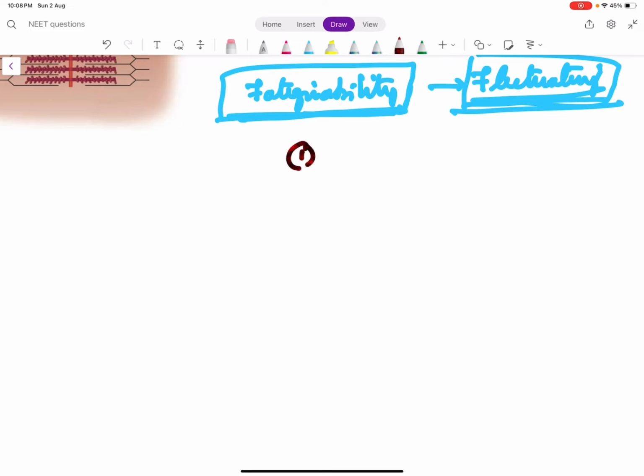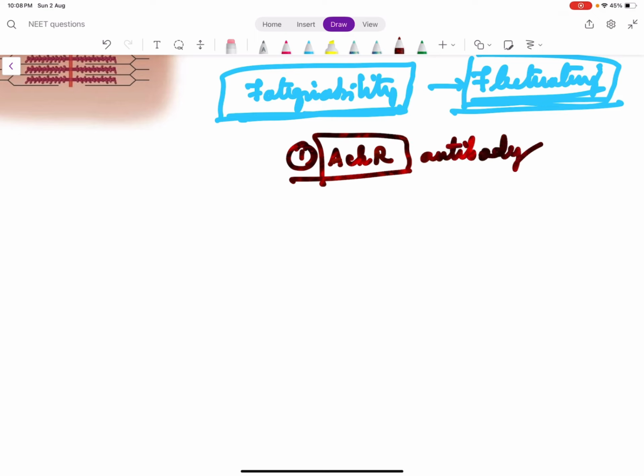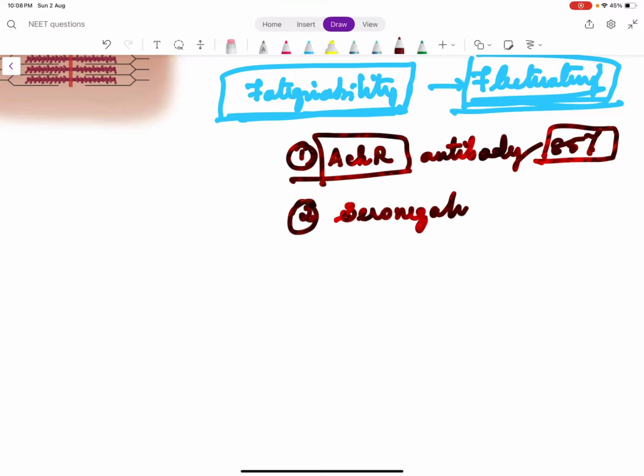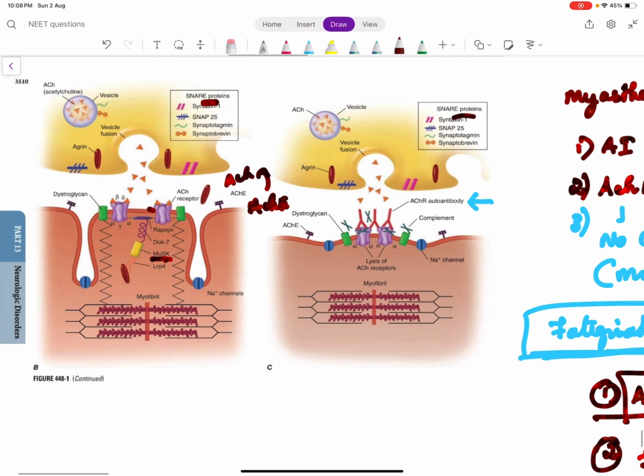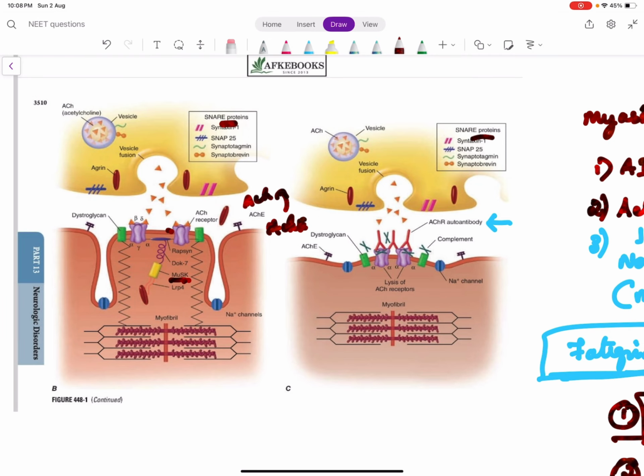So how will you test for myasthenia gravis now? I already told you the antibody which is there is acetylcholine receptor antibody. That can be tested in serum. 85% of the cases will be acetylcholine receptor positive. There is something called seronegative myasthenia gravis, where acetylcholine receptor antibody will be negative. In that case, we can check for the other downstream proteins, anti-MuSK, anti-LRP4, etc.